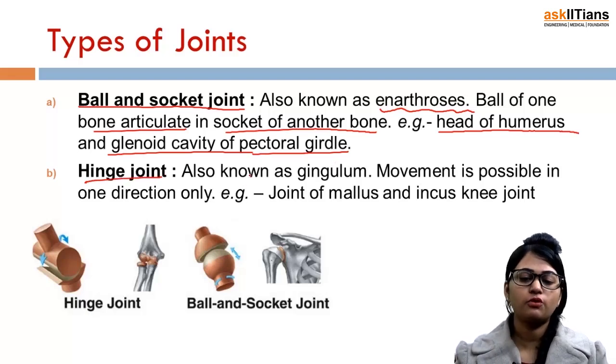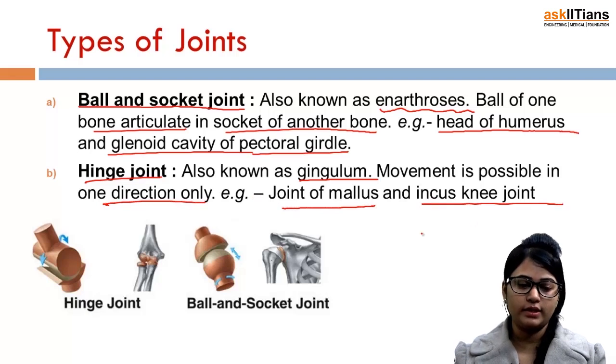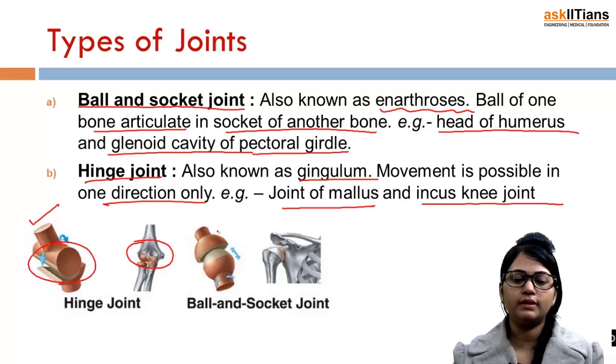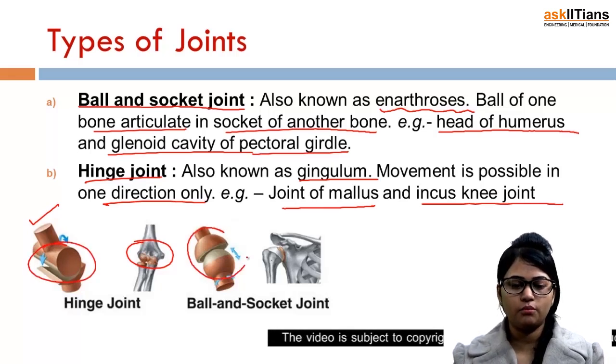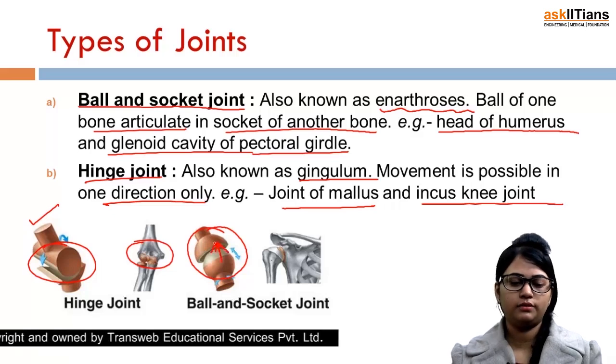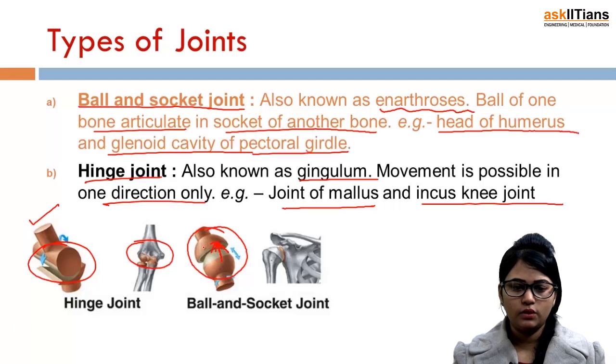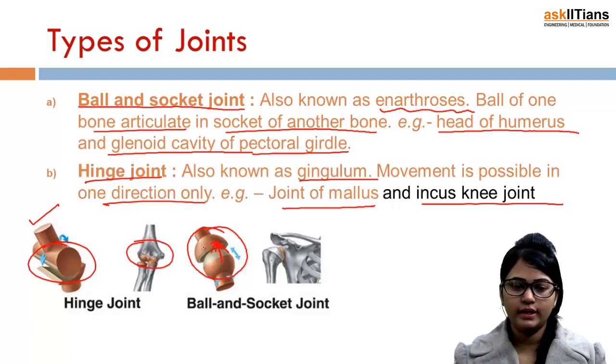Then comes the hinge joint, also known as ginglymus. Movement is possible in one direction only. Example, joint of malleus and incus, knee joint. Here you can see this first one is the hinge joint. And this second one is the ball and socket joint. Ball of one articulating into the socket of another bone. So this is how ball and socket joint and hinge joint are found in the body.